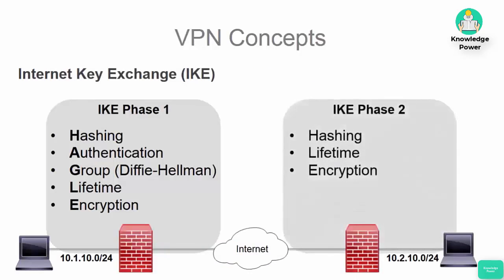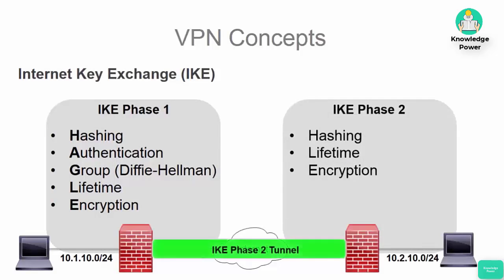Next, phase 2 parameters like hashing, lifetime, and encryption are negotiated with transform set configurations. Then finally, an IPsec security association is created for the interesting traffic, and data can be encrypted and decrypted between the VPN gateways.